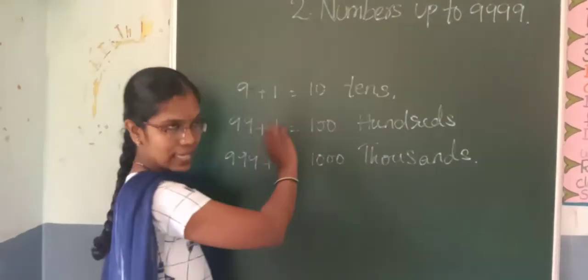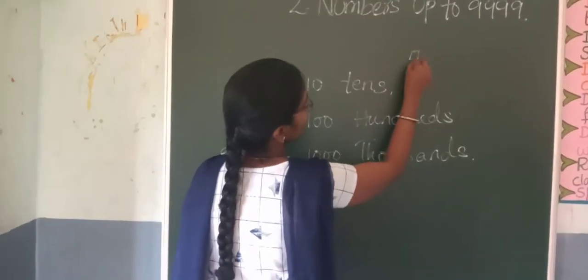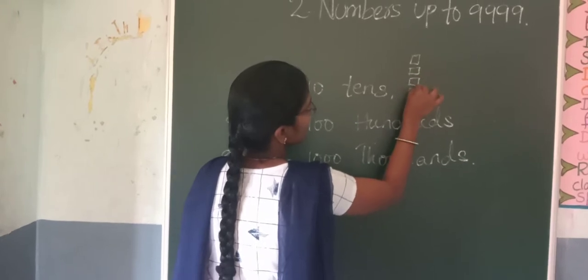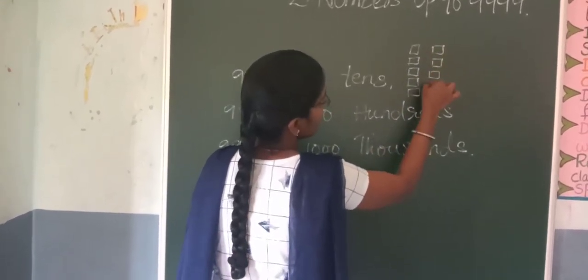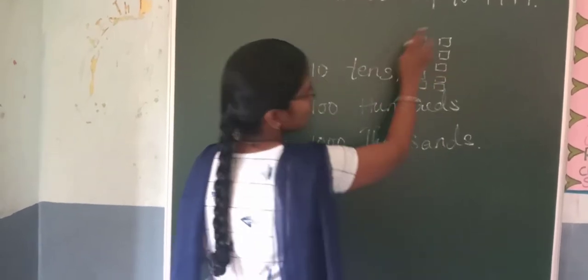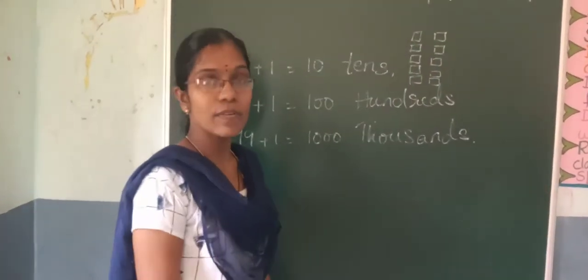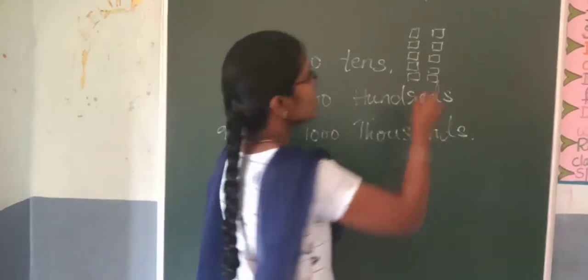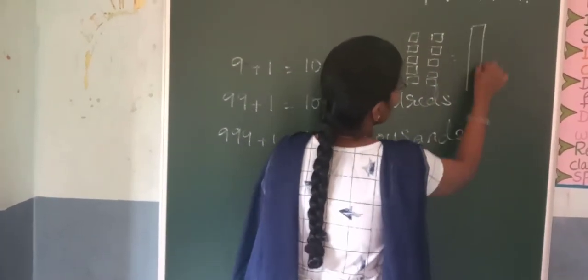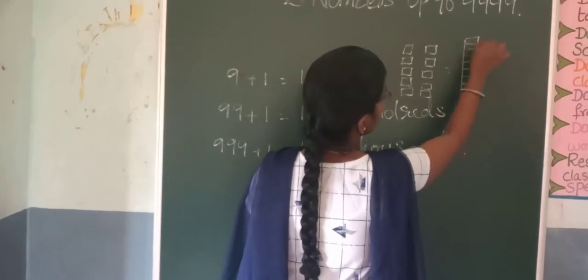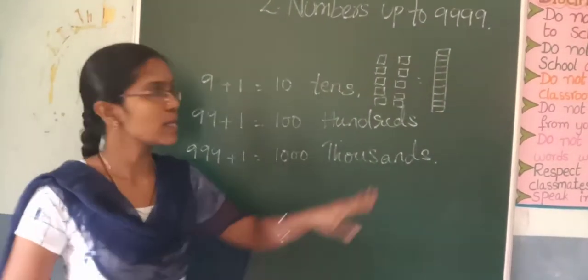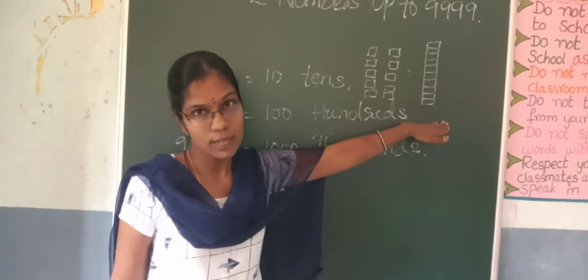Suppose if you want to make tens, you have to take like this: 1, 2, 3, 4, 5, 6, 7, 8, 9, 10. So see, 10 boxes are there. It will make 1 ten. Okay. So how will you write? It will be known as the tens.